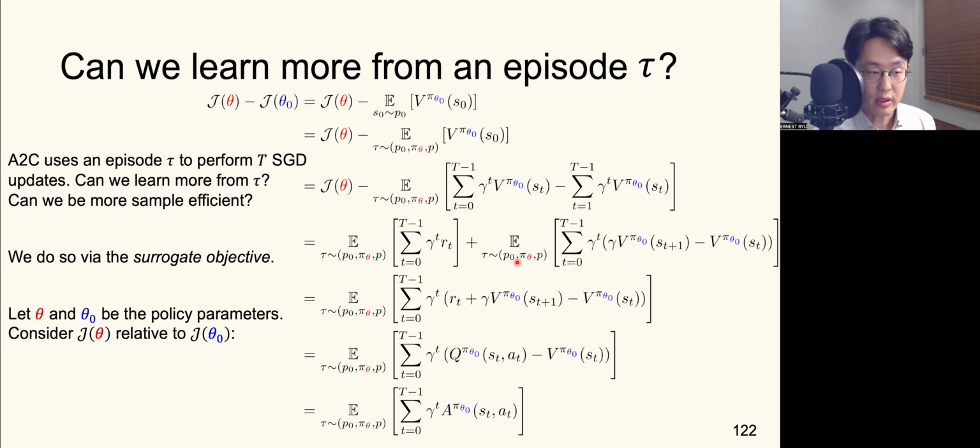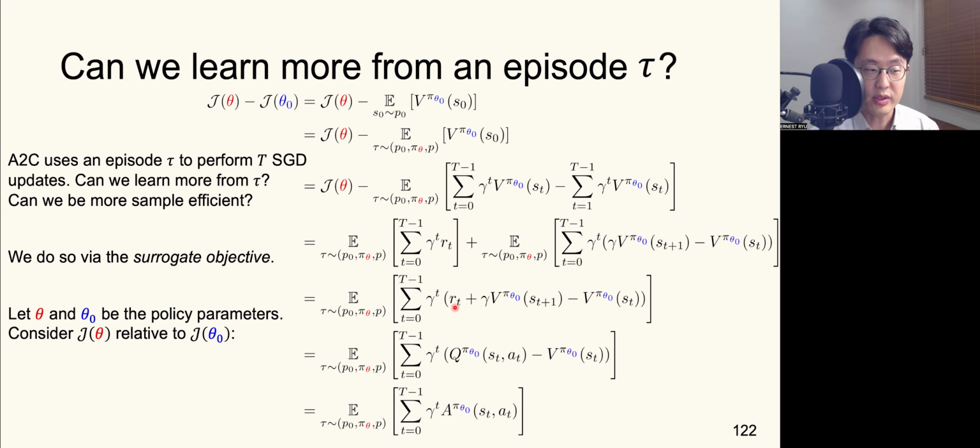So that's a subtle point. But in any case, because this expectation and this expectation are with respect to the same distribution, both with respect to the trajectory tau being generated by the policy pi theta, we can combine those two expectations and just write it in this way. So we have this summation, we combine it, and we get this thing.